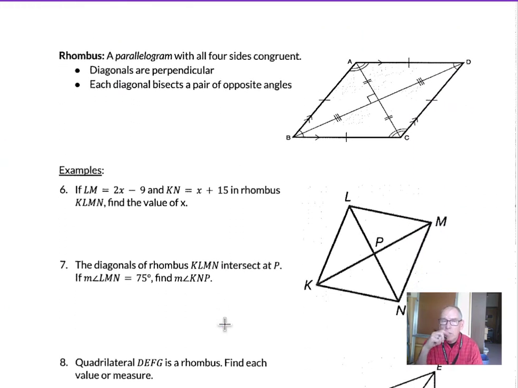Now, a rhombus is defined as a parallelogram with all 4 sides congruent. So opposite sides are parallel, all sides are congruent, and notice with the diagonals that the diagonals bisect each other. The diagonals bisect because it's a parallelogram, but because it's a rhombus, the diagonals are perpendicular bisectors of each other, and they form a right angle when the diagonals intersect. So each diagonal bisects a pair of opposite angles.